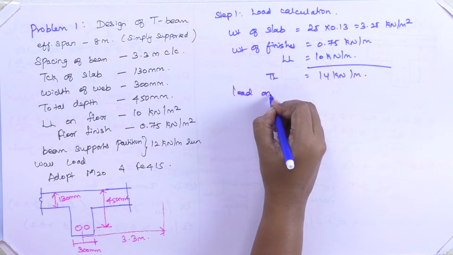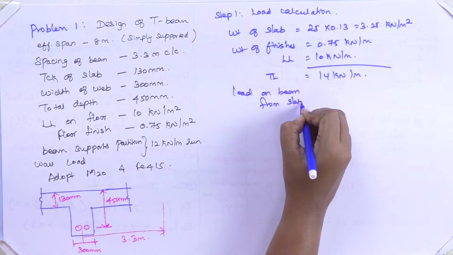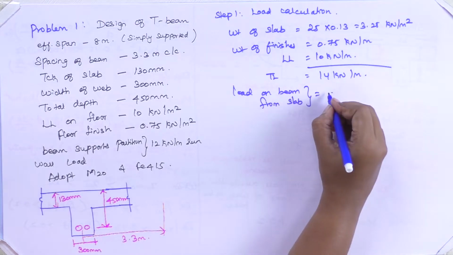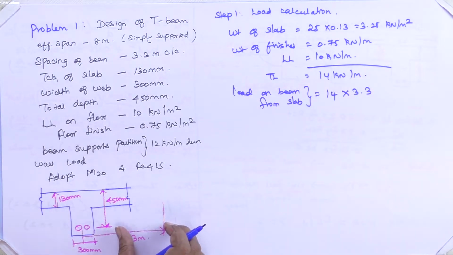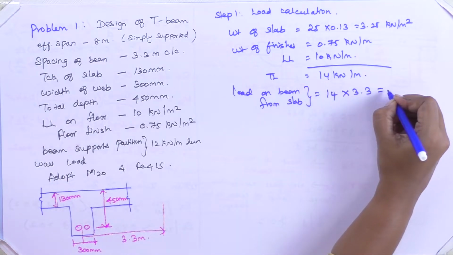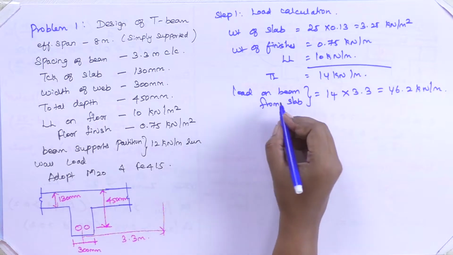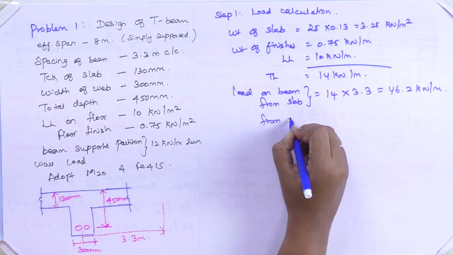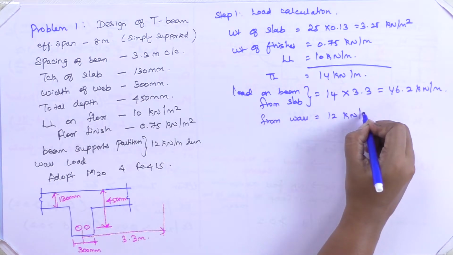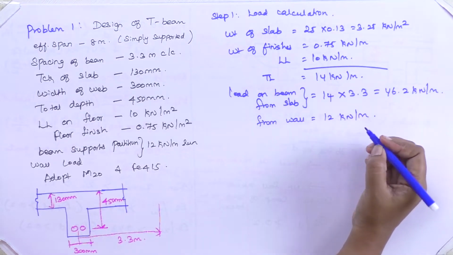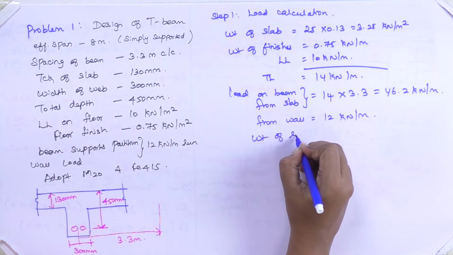Then load on beam from slab. What is the load on beam from slab? This is 14 into 3.3, that is the distance between the next support. That is 46.2 kilonewton per meter. From wall, how much amount of load? That is 12 kilonewton per meter. That is the given.